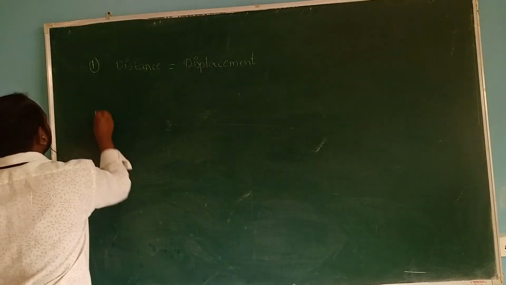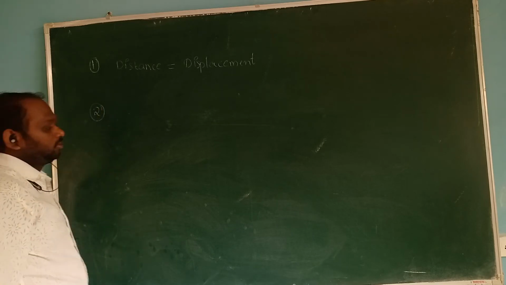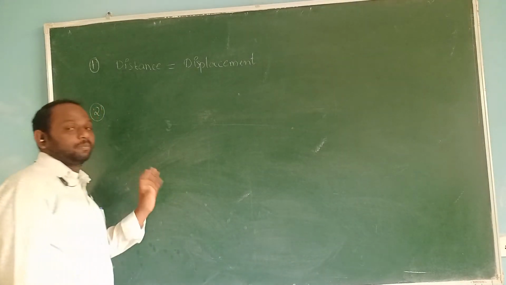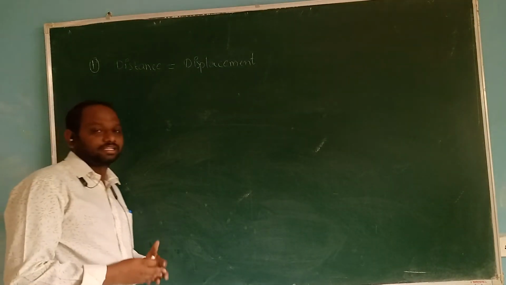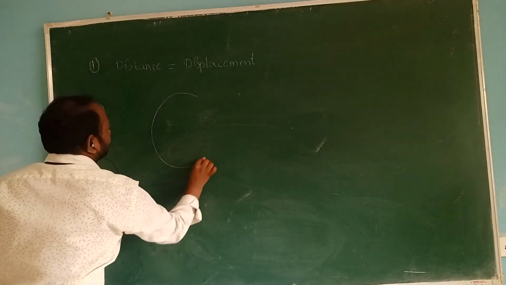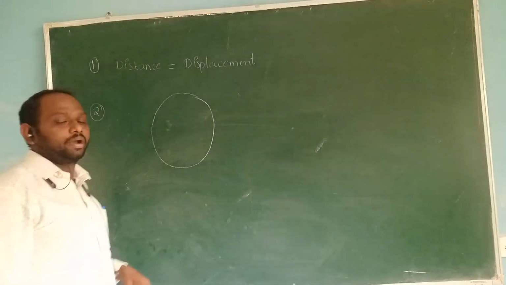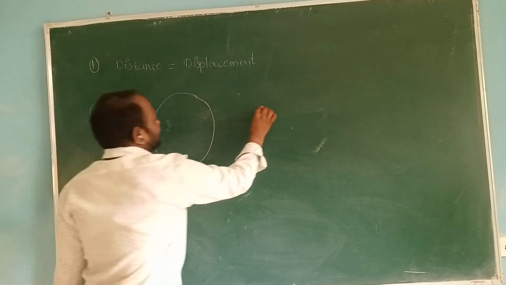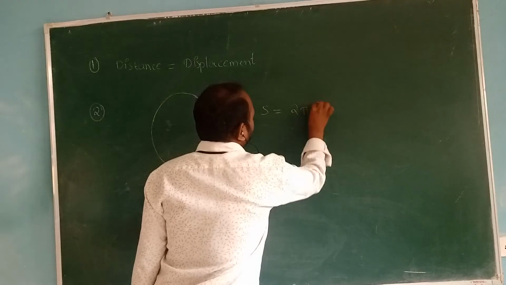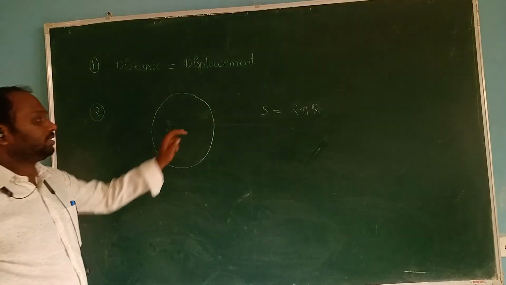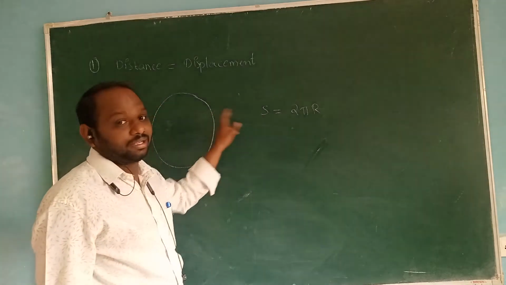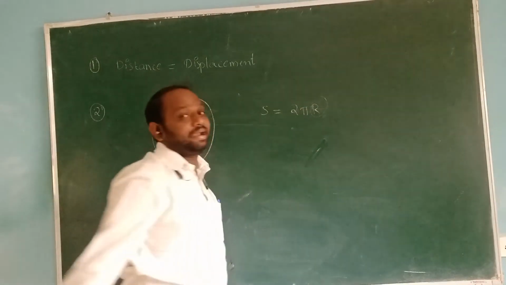And the second point is, when a body or particle is moving in a circular path, what is the distance and what is the displacement? First, distance. Keep this in your mind: when a body is moving in a circular path, the formula is the circumference of the circle, 2 pi r. Here r is the radius of the circle.